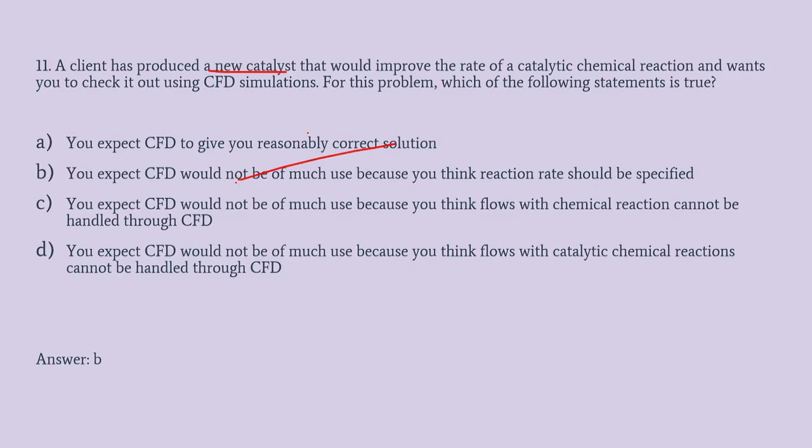Suppose this client has produced a new catalyst, and that particular person has derived all the fundamental properties of this catalyst. Everything is well recorded. Then we can use these properties to check what are the applications of this catalyst, where all we can use this catalyst with the help of the governing equations, together with the physical properties. So here some of the physical properties are absent. That's why we cannot go for a CFD simulation.